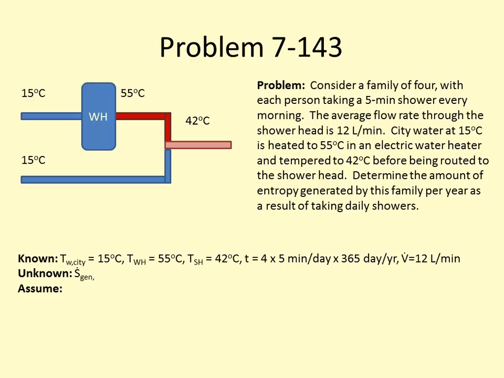Okay, so let's look at this problem. If we want to determine the mass flow rates of each of those sections, we're actually given the volumetric flow rate out of the shower head. So let's convert that to a mass flow rate. V dot 4 is equal to 12 liters per minute. We're going to convert that into meters cubed per minute: multiply by 1 meter cubed divided by 1,000 liters, which is equal to 0.012 meters cubed per minute.